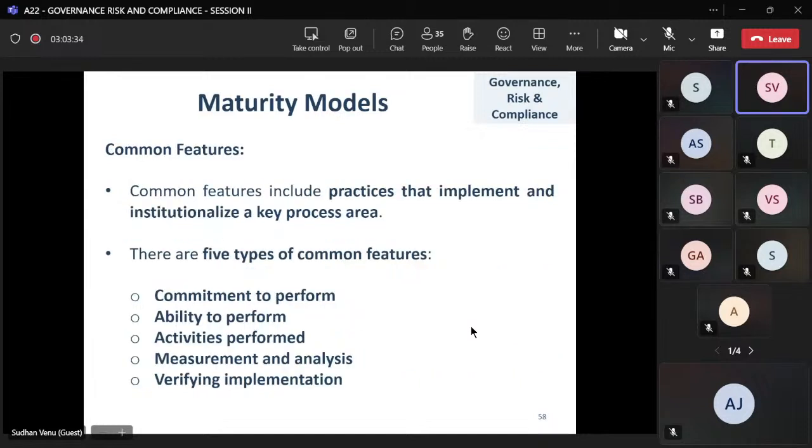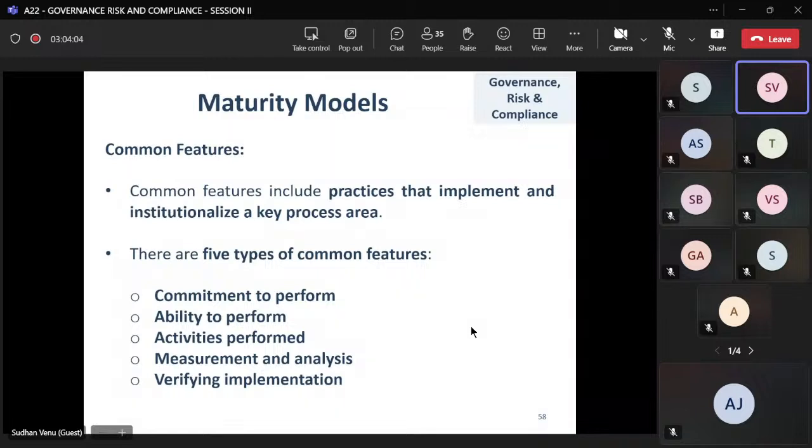And finally, there are the common features. The common features include the practices that implement the institutionalized key process area. There are 5 types of common features: commitment to perform, ability to perform, activities performed, measurement and analysis, and verifying the implementation. Commitment to perform means the way of performance will be committed, and the ability to perform is about the way they perform in terms of ability, and the activities performed.